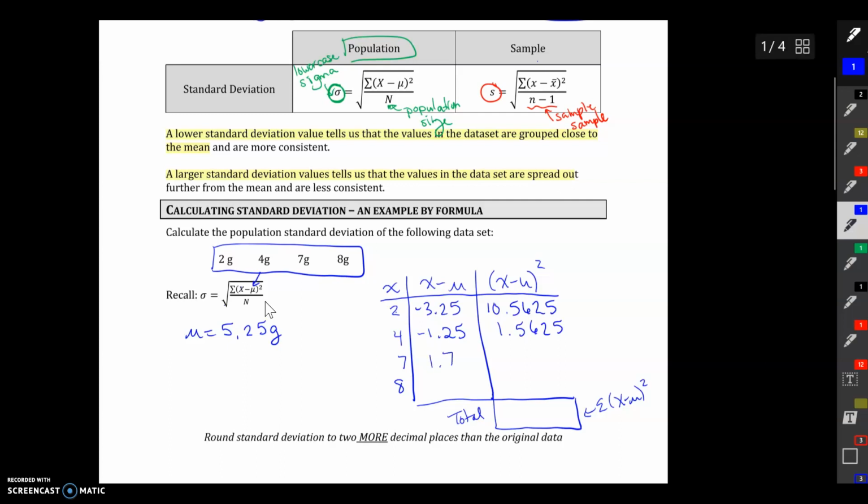What's the distance of 7 from the mean? It's 1.75. 1.75 squared is 3.0625. Last data value, 8.